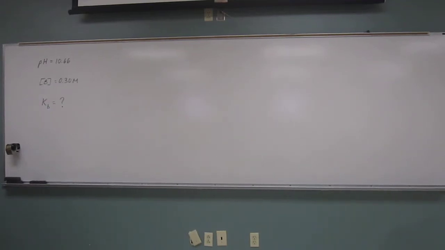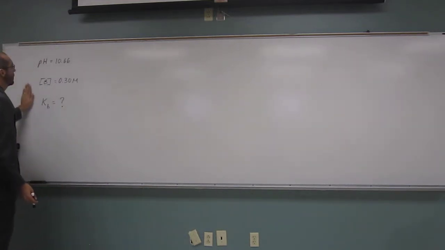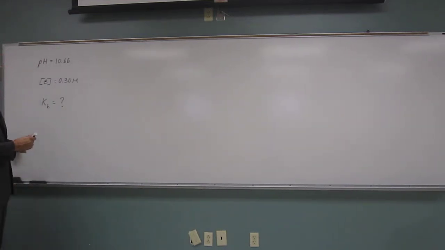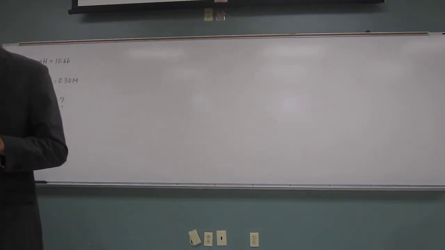Okay, so this one says the pH of a 0.30 molar solution of a weak base is 10.66. What is the Kb of the base? Okay, so this is the information that was provided to us. Let's attempt to solve this problem. So the first thing you want to do is be able to write the reaction equation for this problem.